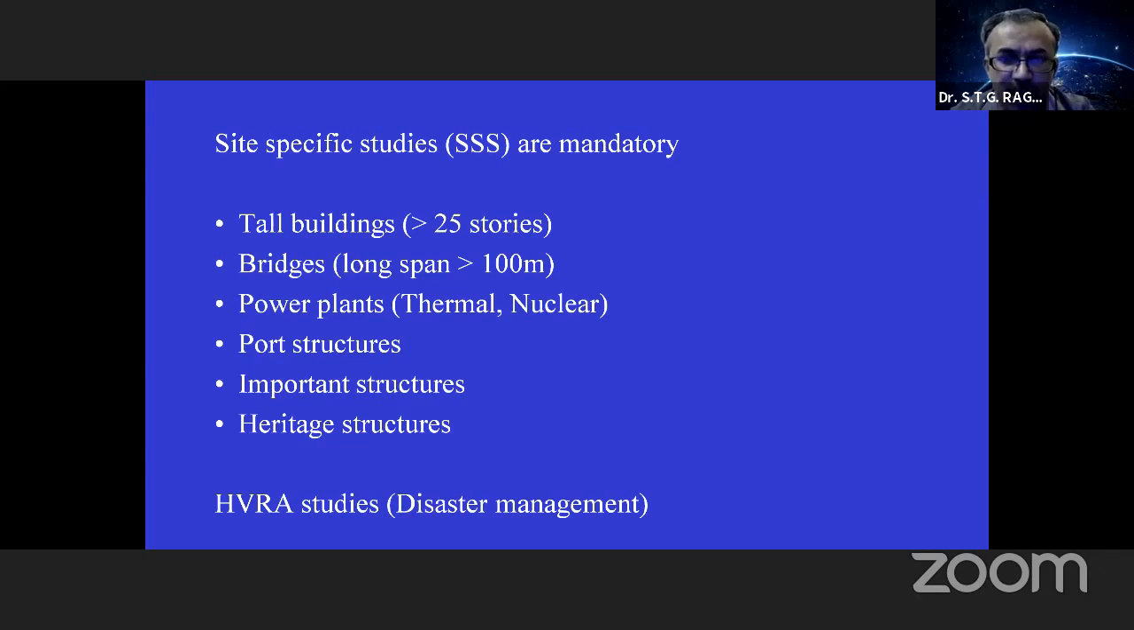Like recently, the Tamil Nadu government has also started. They were asking for Chennai, Coimbatore, and other cities to get these types of maps. Actually, that is what HVRA maps are. Now, to do all this work, you require seismic hazard approaches and new seismic zone maps, which can be directly used in calculating all these things.